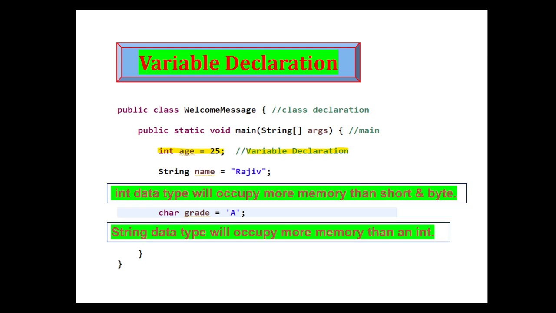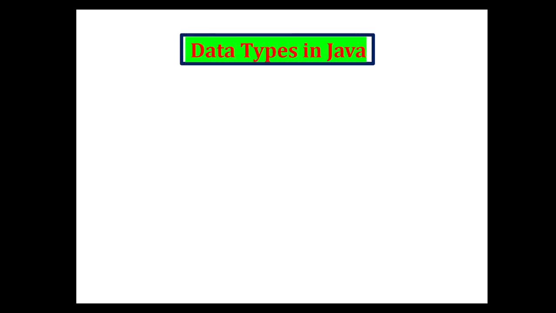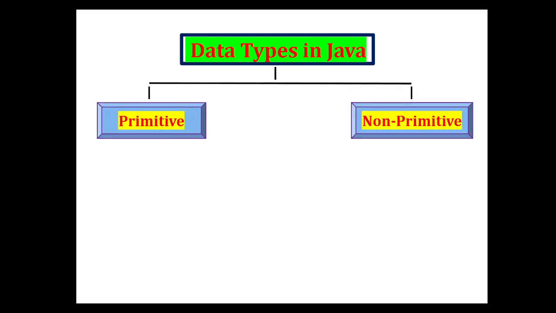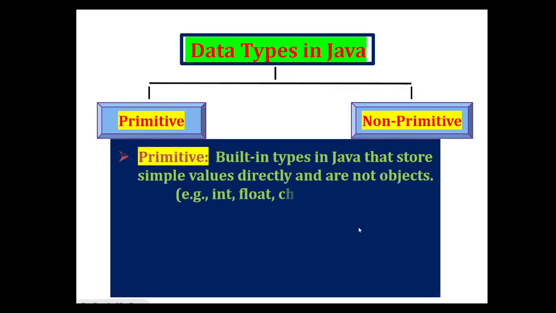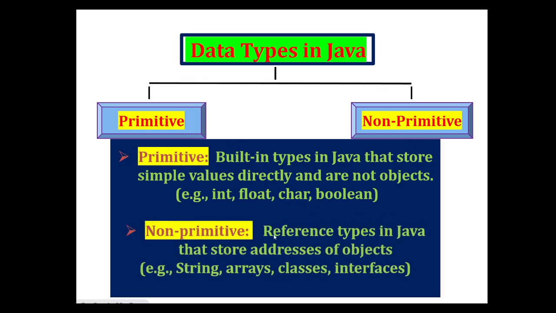Now let us understand what are different data types available in Java. So there are two main categories. First one is primitive and the other one is non-primitive. Primitive means these are some built-in data types which are available in Java, which will store simple values and not objects. For example, we can take an example of int value, float, character, or boolean. Similarly, non-primitive means these are the reference data types in Java which will store addresses of the object. For example, we can take an example of string, arrays, classes, or interfaces. So these are the examples of non-primitive data types.